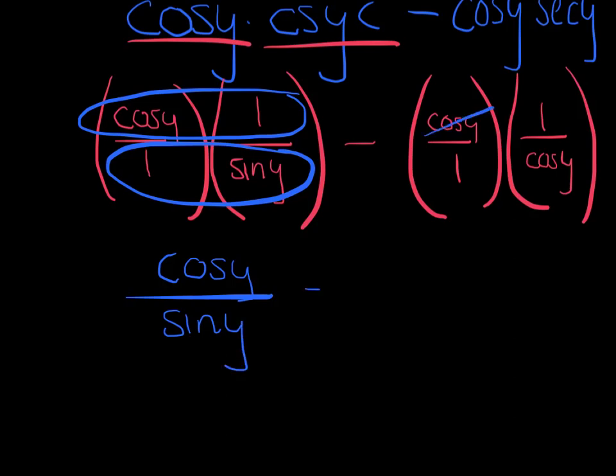On this side, my cosine y's are going to cancel, and technically my 1's cancel, but remember they all multiply or divide out to the number 1. It doesn't disappear into thin air. Cosine divided by cosine is 1. 1 times 1 is 1, divided by 1 is still 1.